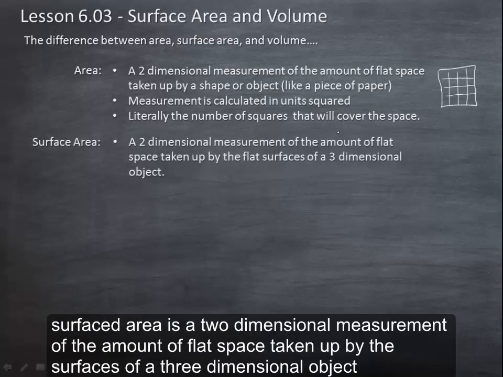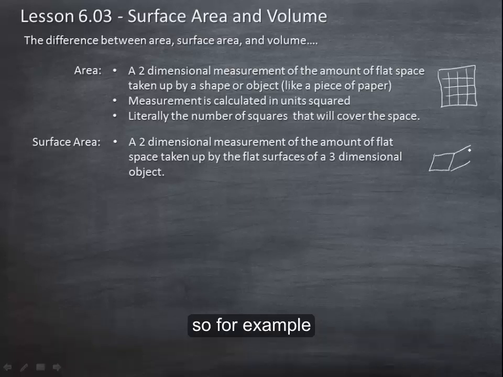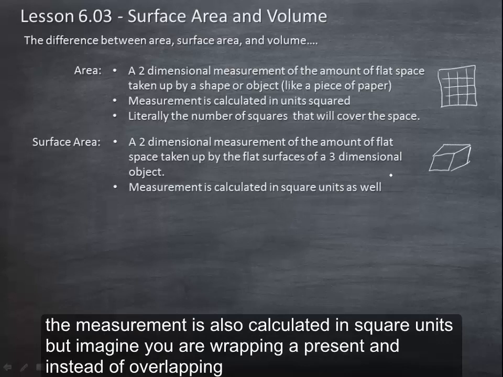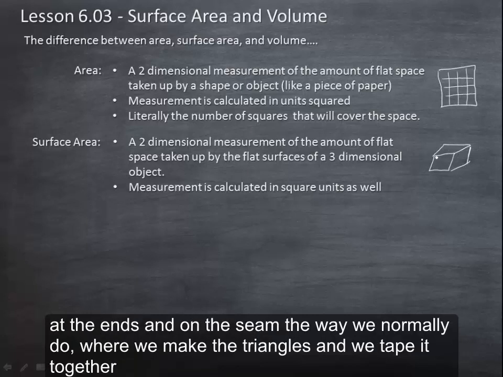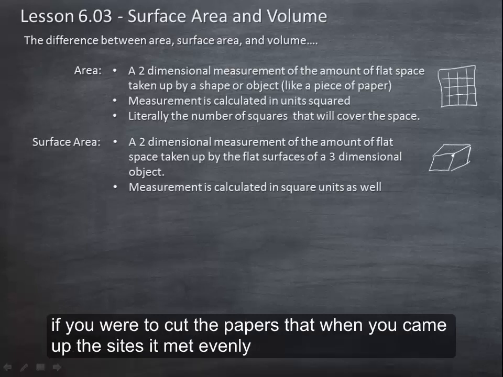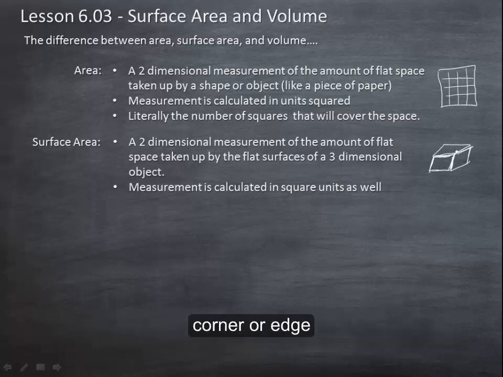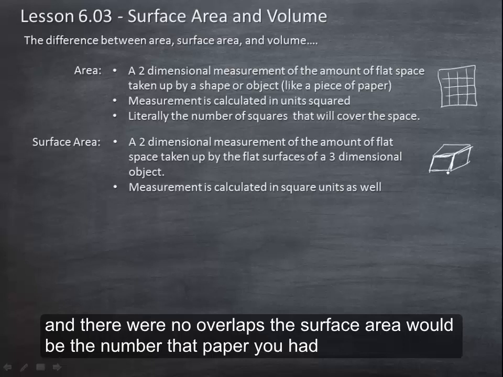Surface area is a two-dimensional measurement of the amount of flat space taken up by the surfaces of a three-dimensional object. So, for example, a box. The measurement is also calculated in square units, but imagine you are wrapping a present, and instead of overlapping at the ends and on the seam the way we normally do, where we make the triangles and we tape it together, if you were to cut the paper so that when you came up the sides, it met evenly on each corner or edge, and there were no overlaps, the surface area would be the amount of that paper you had.